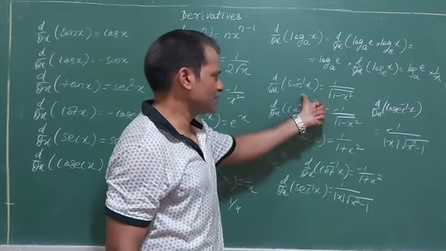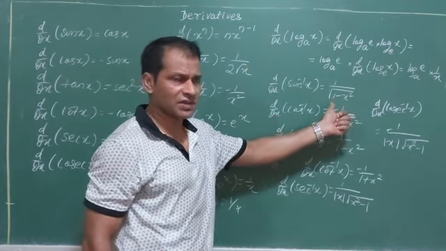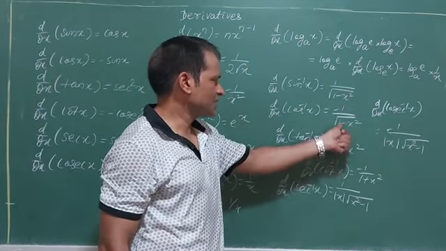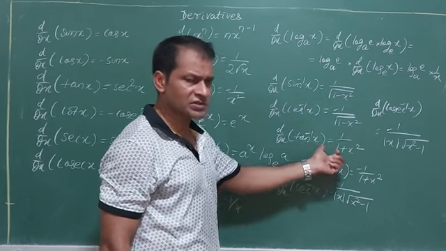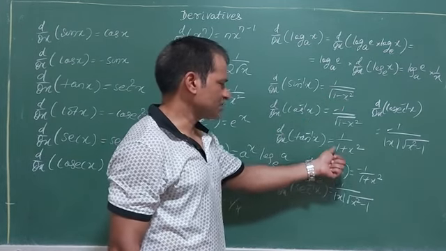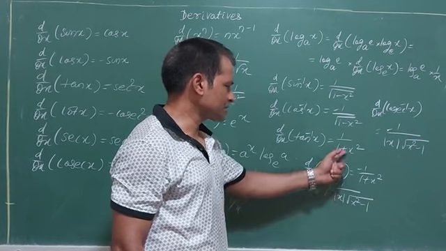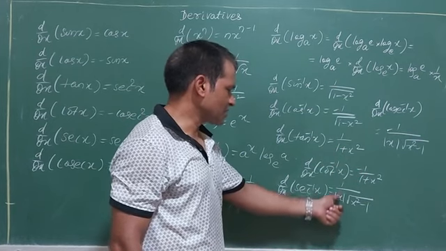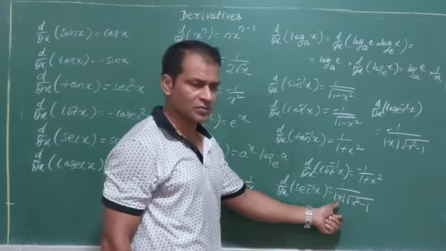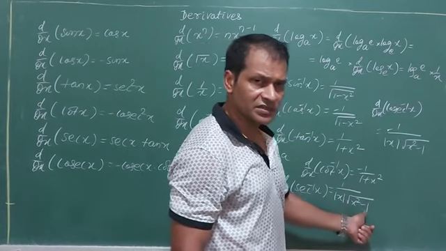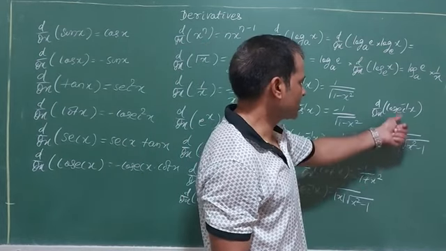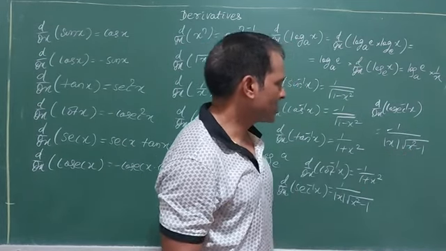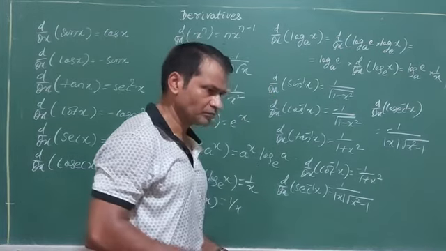Then sin inverse x derivative is 1 by under root 1 minus x square. Cos inverse x, give a minus sign to that one. Tan inverse x too I give you. Just wait. Tan inverse x is 1 by 1 plus x square, cot inverse x is minus of it. Sec inverse x is 1 by mod x under root x square minus 1. If you do not write mod x also, no problem. And cosec inverse x is minus 1 by mod x under root x square minus 1.